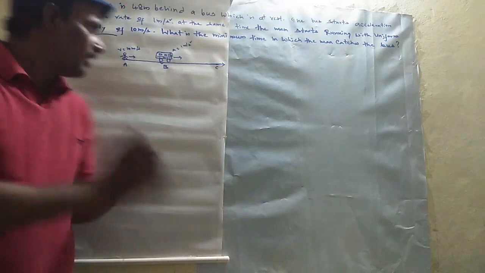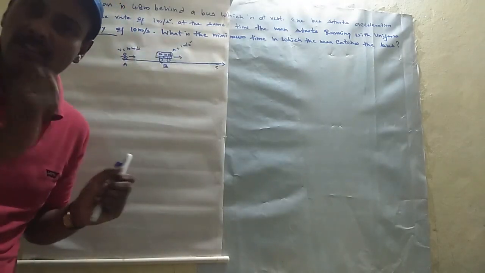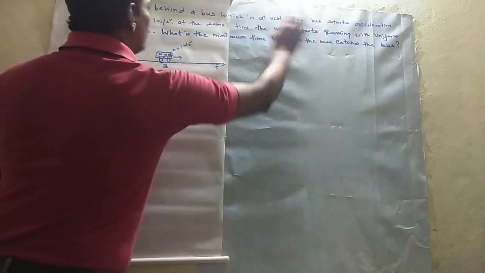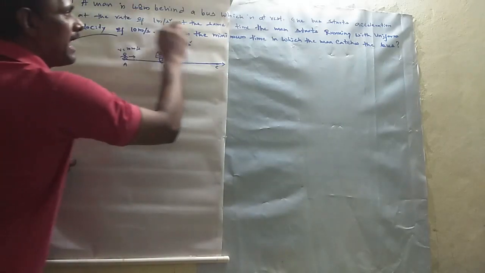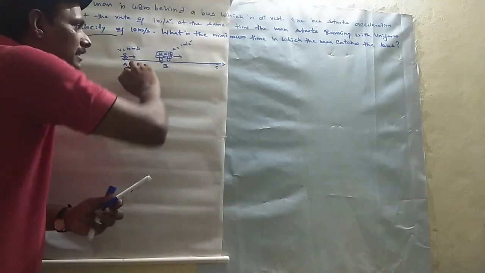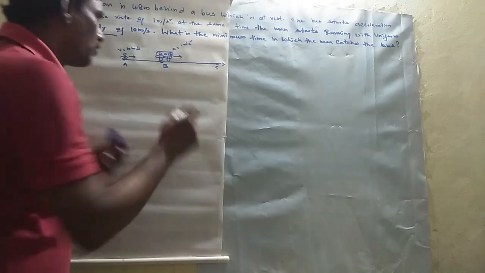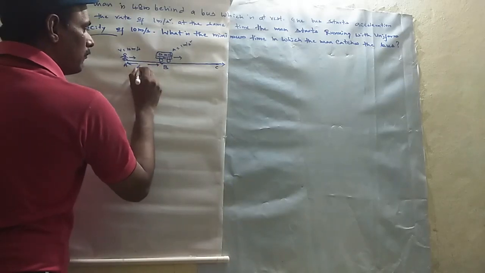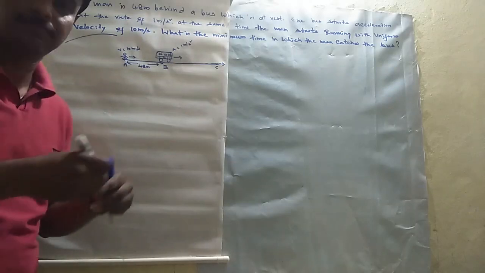In the problem, it is mentioned very clearly that this person is 48 meters behind the bus. That means the distance between the man and the bus is 48 meters. That is the data which is given.